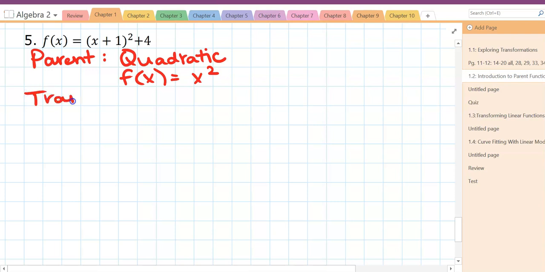Let's talk about the transformation for this one. This has two pieces to it. It has a +1 and it has a +4. Which direction is the +1 going to make us go? Since it's inside the parentheses, if it's inside, remember that makes it go left or right. So this is going to go left 1. And what does the +4 do? Good, up 4.